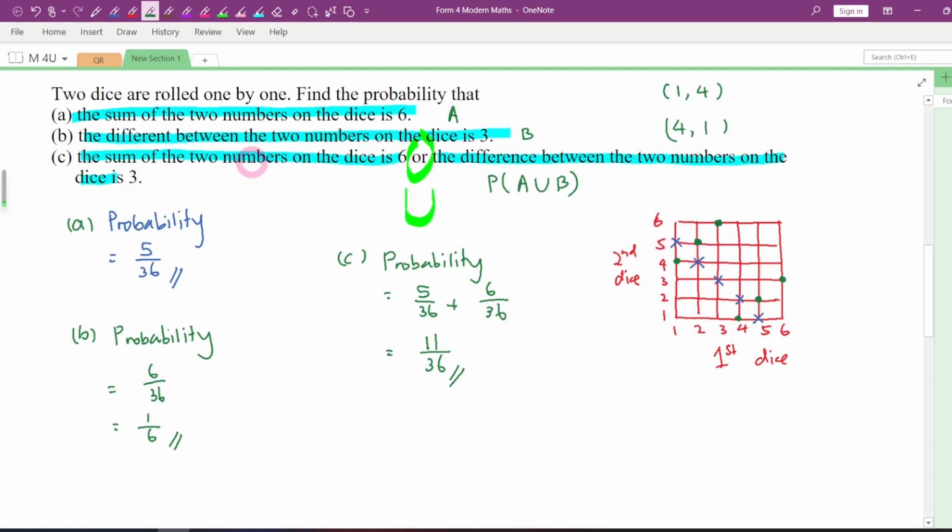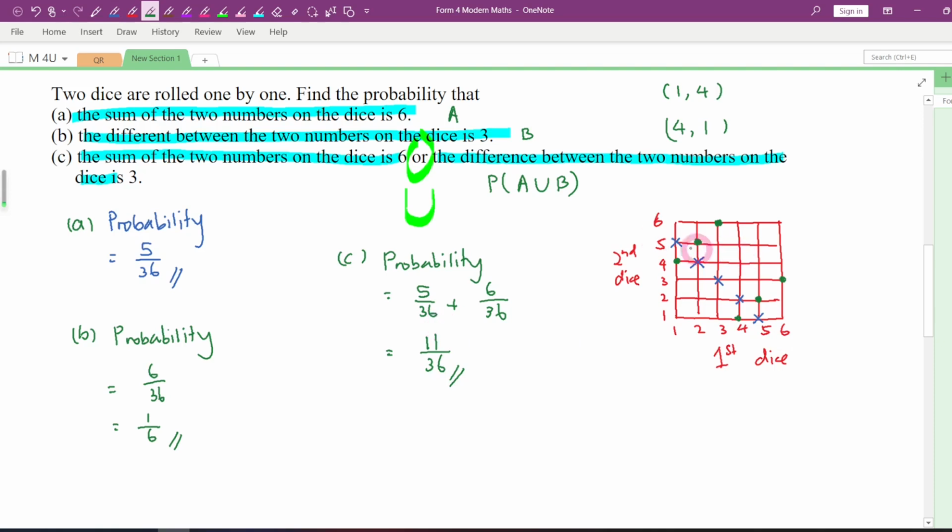The sum of the two numbers on the dice is 6, the blue cross, and the difference between the two numbers on the dice is 3, green dot. So you just calculate all this. 1, 2, 3, 4, 5, 6, 7, 8, 9, 10, 11. 11 over 36. You still can get the answer.